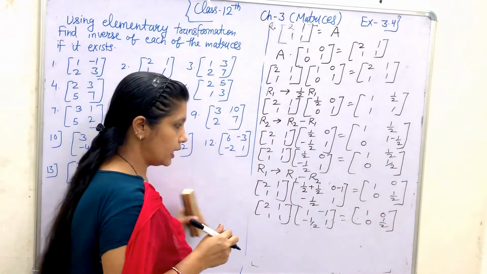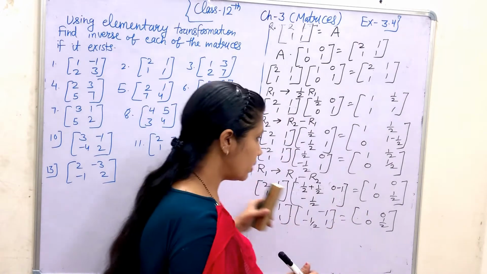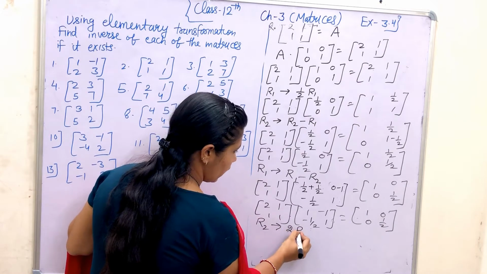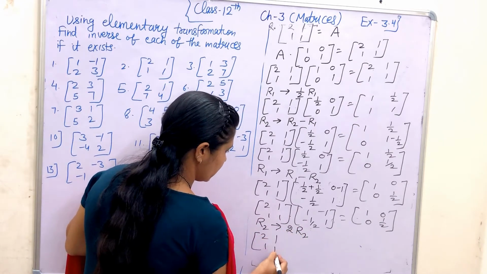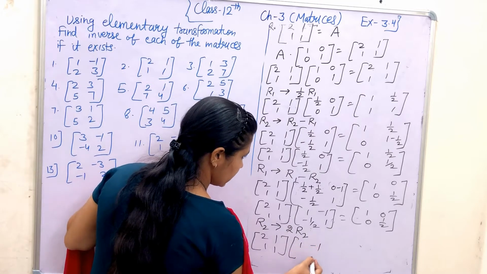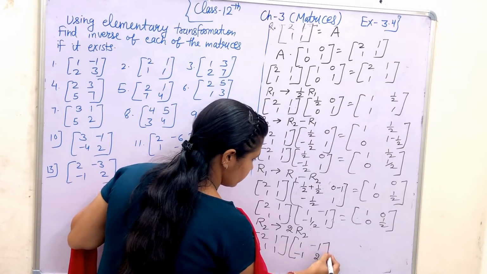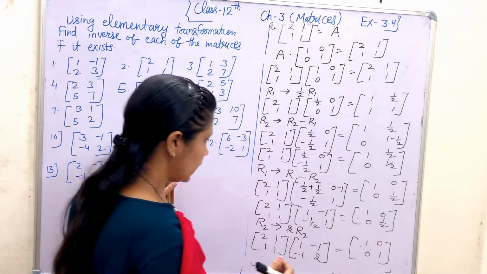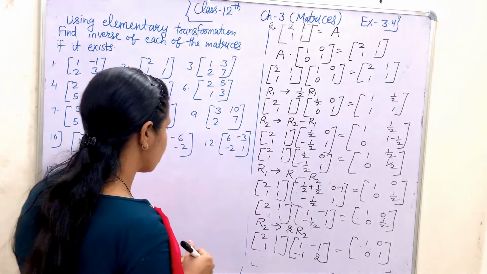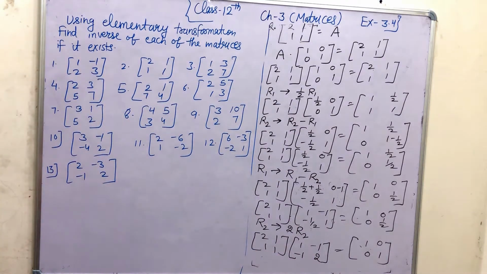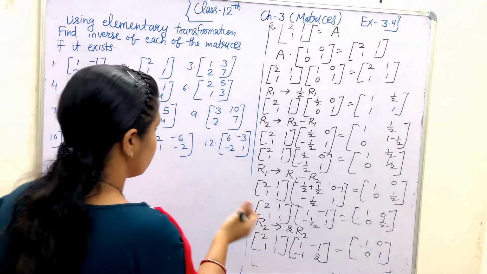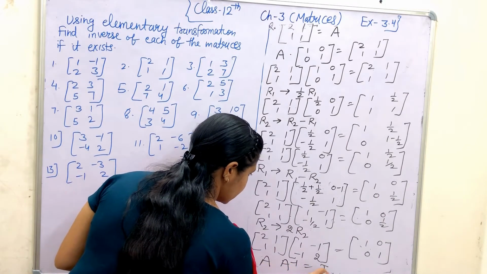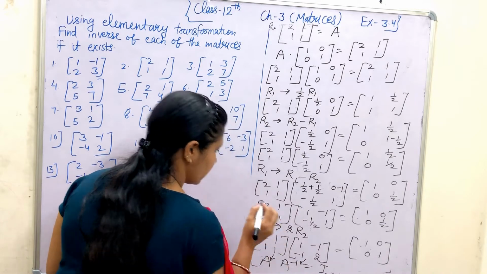Now we need our element A22 as 1, so we multiply the R2 row by 2. Applying the operation 2 R2, we get 1, minus 1, minus 1, 2. Here is 1, 0, 0, 1. So here we get our A inverse, that is 1, minus 1, minus 1, 2. A inverse is equal to identity. Here this is A inverse and this is our A.